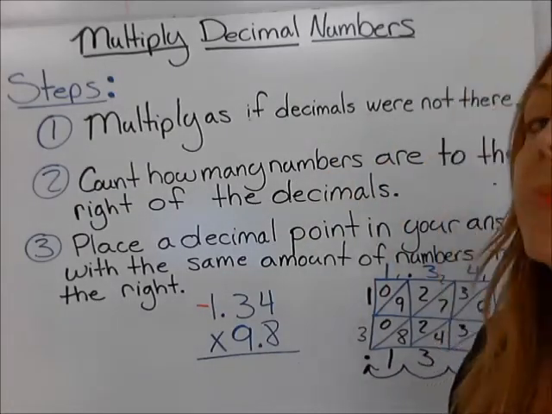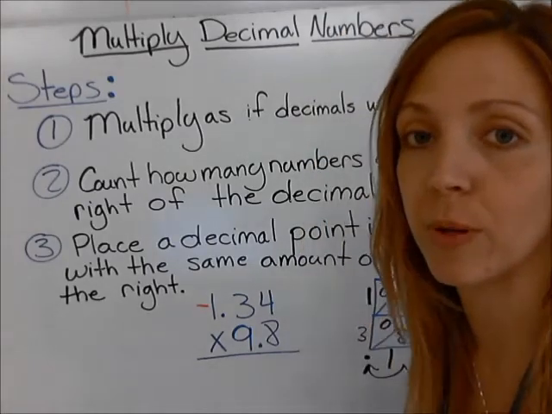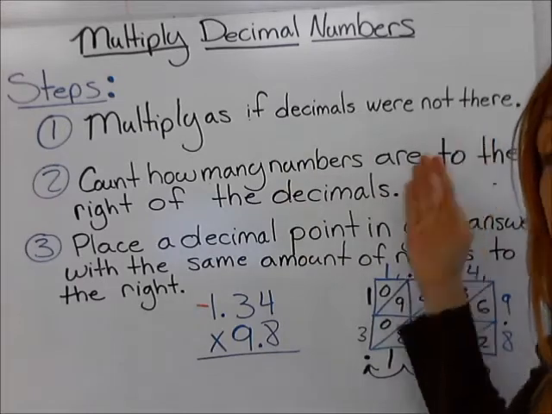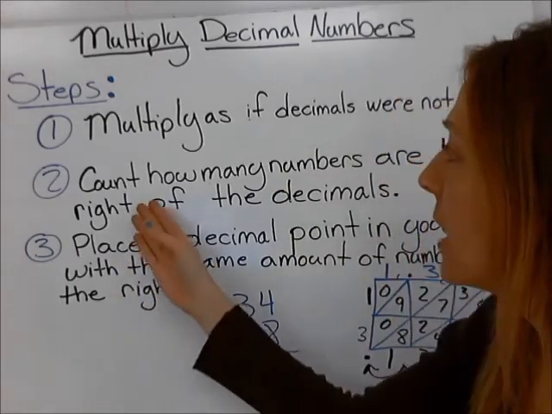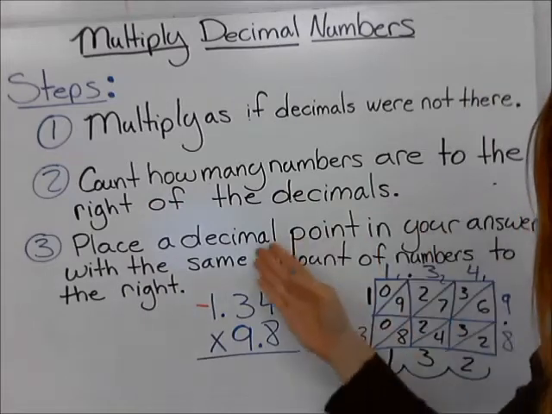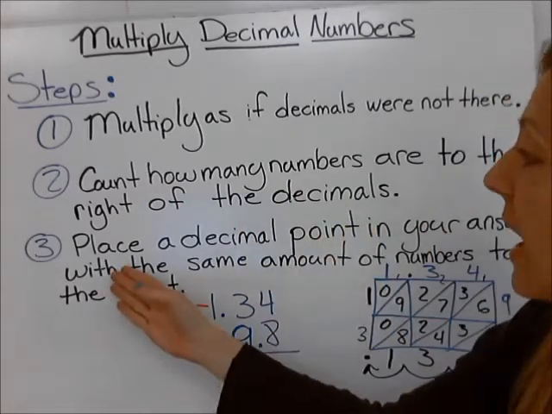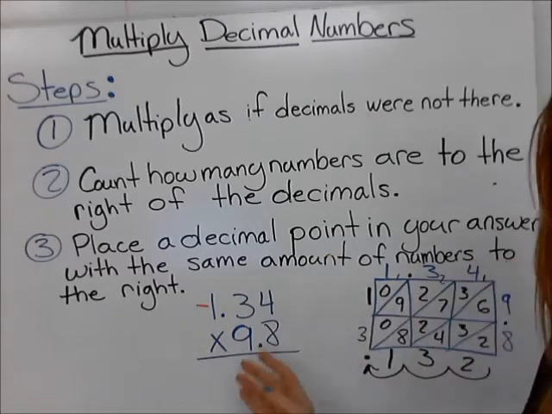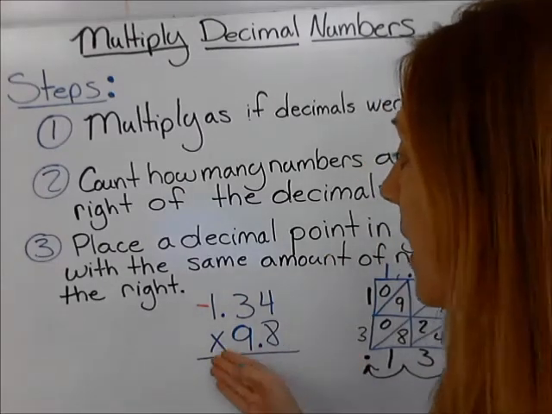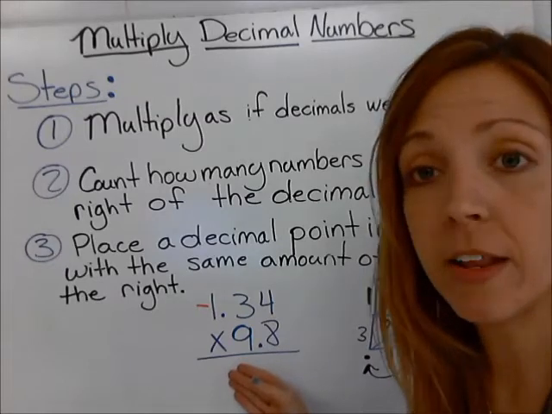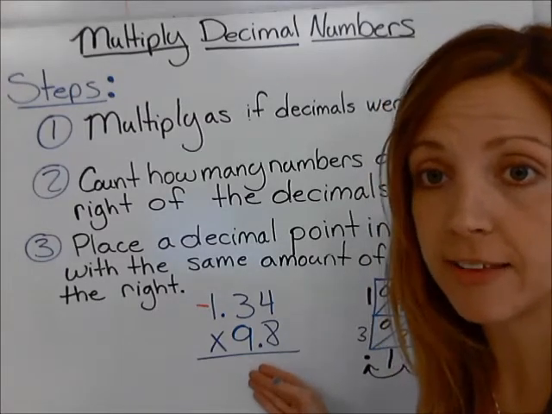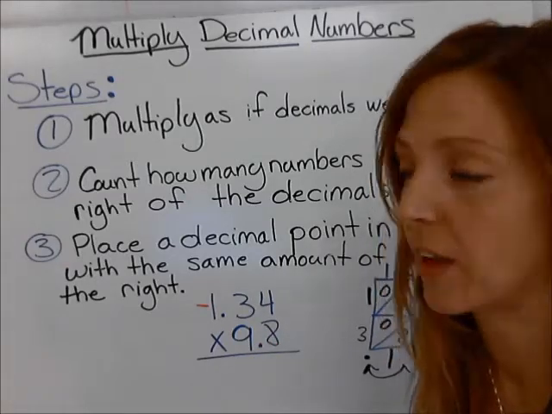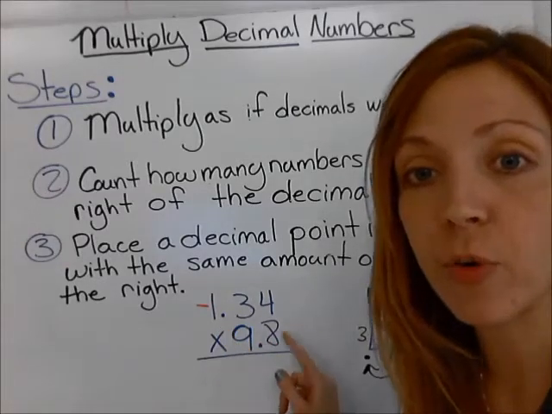Multiplying decimal numbers. Let's talk about the steps in multiplying decimal numbers. First of all, you multiply as if decimals were not there. Just multiply the numbers like normal. Count how many numbers are to the right of the decimals, and then place a decimal point in your answer with the same amount of numbers to the right. So, in this example, I have -1 34/100 times 9 8/10. So I'm going to multiply those two numbers as if the decimals weren't there. So I'm going to ignore the decimal: 134 times 98.